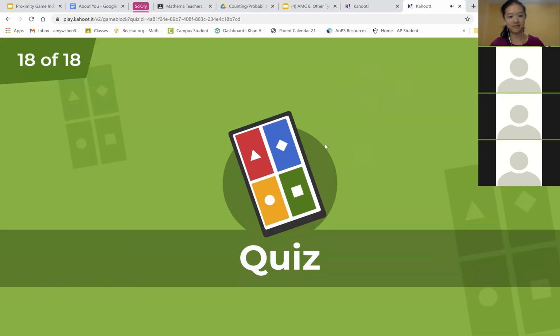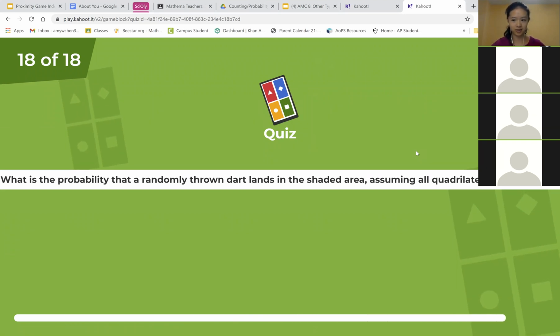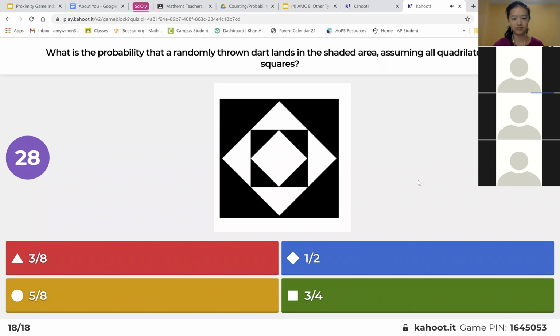Okay. All right. What's the probability that the randomly thrown dart lands in a shaded area, assuming all quadrilaterals are squares? And by the way, these are midpoints. So this is the midpoint of the square. That's the midpoint of the square.